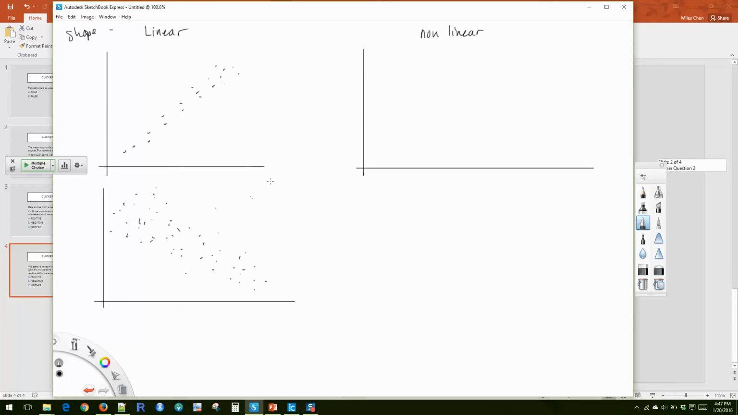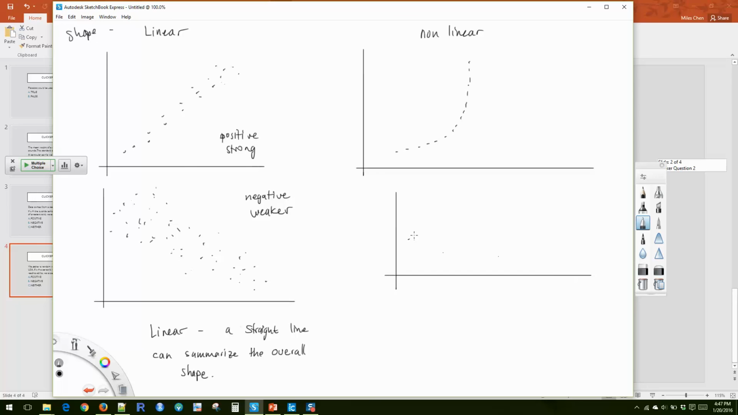So here this is positive, strong, and here this is negative and weaker. But these are linear relationships, and linear means a straight line can summarize the overall trend or overall shape. With nonlinear, this is anything that doesn't fit a straight line. So stuff that looks like that, stuff that looks like this. Anything that's not a straight line, you would say nonlinear.